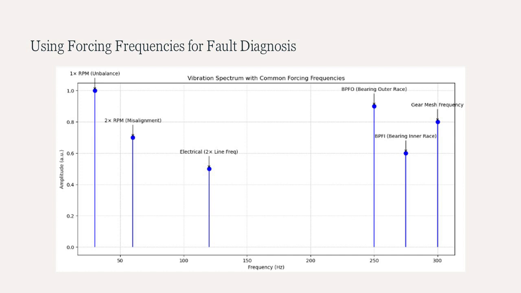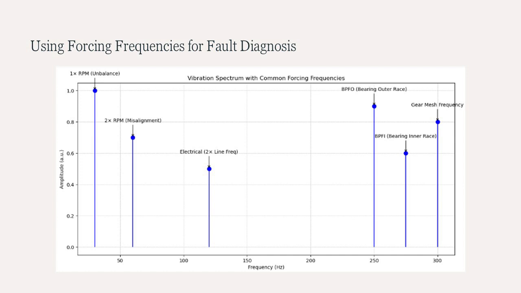Why this is so important. Number 1, frequency known as source. The location of the peak, its frequency, tells us which part of the machine is causing the vibration. Example, a peak at 1 times running speed, likely unbalance. A peak at 2 times running speed, possibly misalignment. High-frequency peaks, often bearing defects.